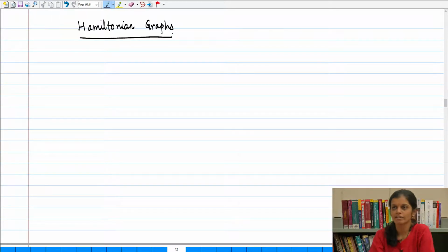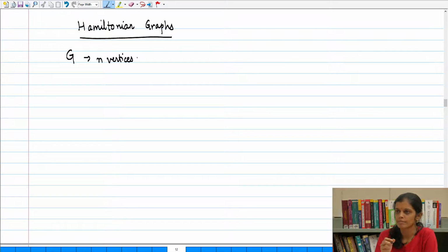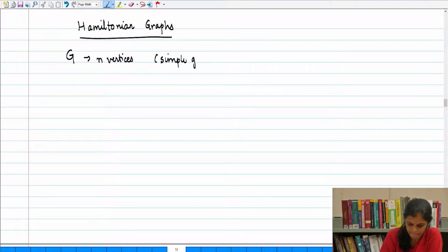How many of you have heard this word, Hamiltonian graphs? Okay, many of you have heard this, and so all of us understand what a Hamiltonian graph is, but I'll state it and define it clearly. We have a graph G on n vertices, and we will talk about undirected, simple graphs. So we will not have multi-edges and we will not have loops in them. In this lecture, we will always talk about simple graphs.